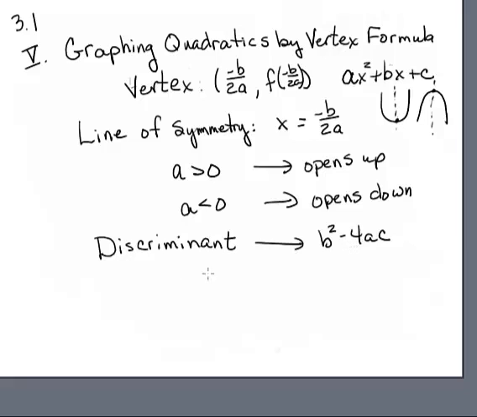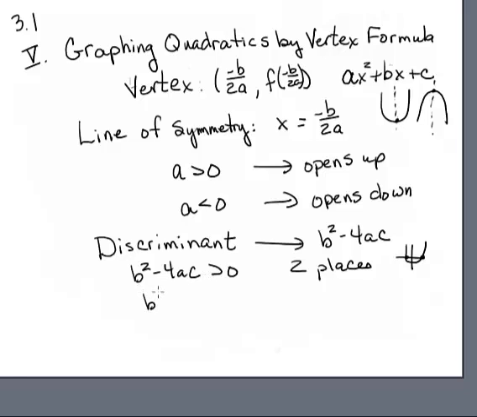If b squared minus 4ac is bigger than 0, then it's going to cross the x-axis in two places, kind of like this. It crosses the x-axis in two places.